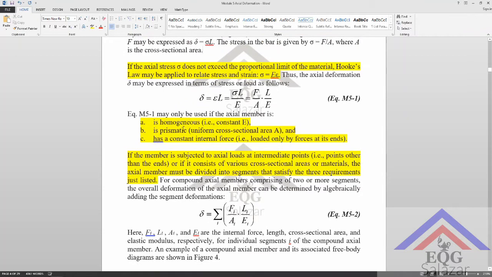Equation M5-1 may only be used if the axial member is homogeneous, meaning it consists of only one material; prismatic, meaning it has a uniform cross-sectional area; and has a constant internal force, or is loaded only by forces at its ends. Now, if the member is subjected to axial loads at intermediate points, or if it consists of various cross-sectional areas or materials, the axial member must be divided into segments that satisfy the three requirements just listed.